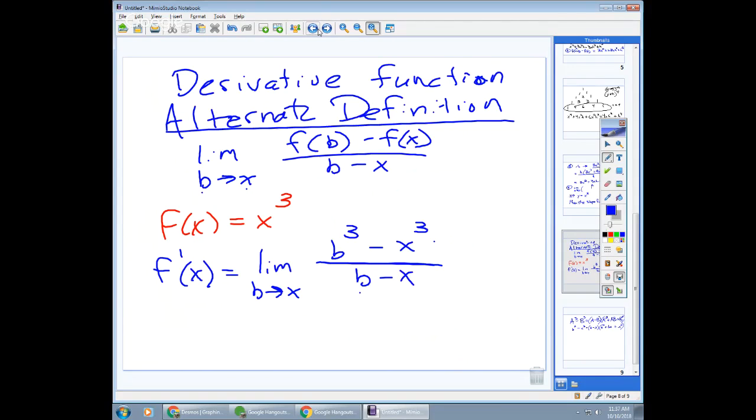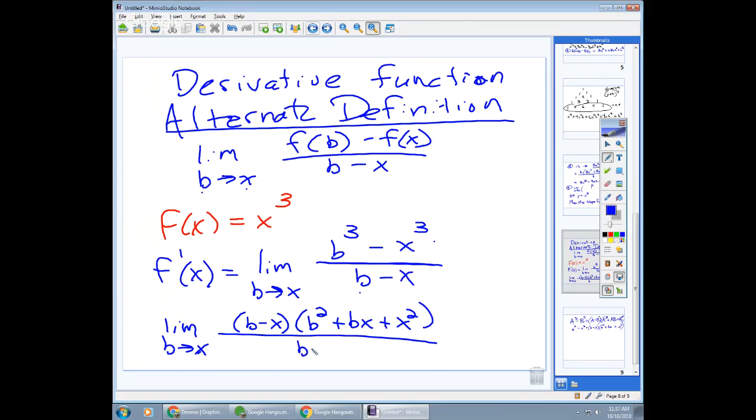So back here, I now have the limit as b goes to x of b minus x times b squared plus bx plus x squared all over b minus x, which is a beautiful thing because those guys divide out, and if I let b go to x, then I get x squared plus x squared plus another x squared, which altogether gives me 3x squared, which we discovered the other way.